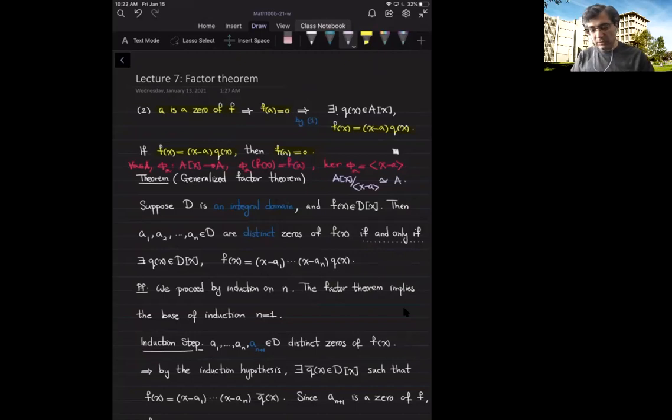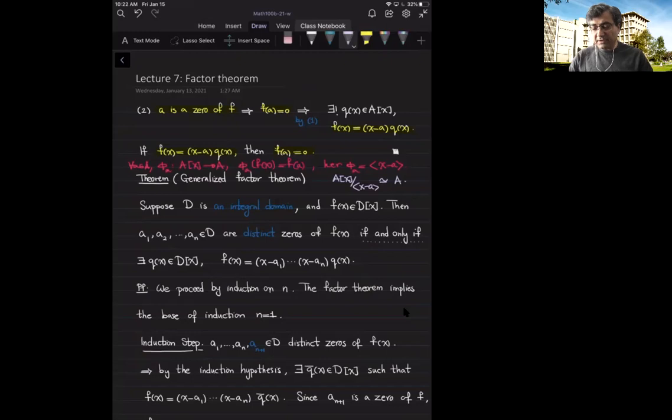Okay, now let's try to generalize it. So what do I mean by that? Here we were discussing a single solution. How about I give you multiple solutions? So suppose a1, a2, ..., an are distinct zeros of a polynomial. Can I factor them out one after another? It turns out that we cannot do this in general, but when the ring of coefficients is an integral domain, then we can do it.